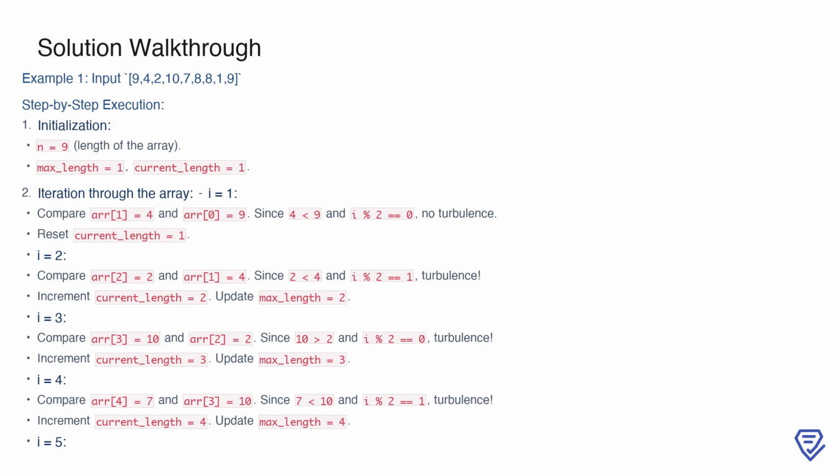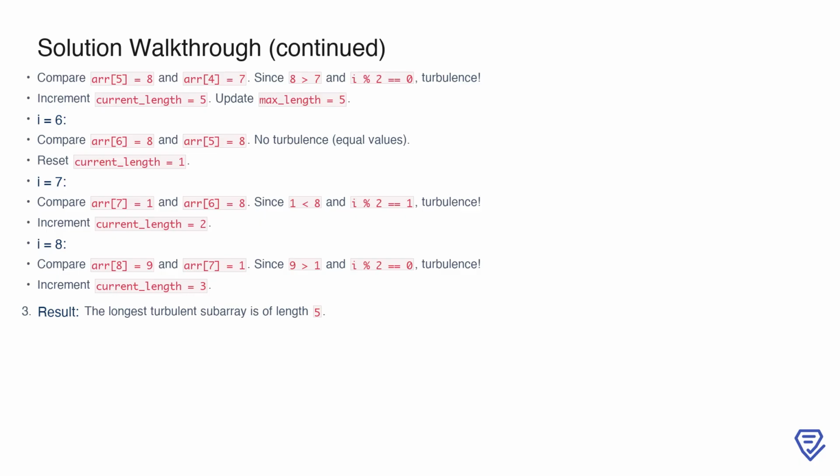At i equals 4, arr[4] equals 7 is compared with arr[3] equals 10. Here, 7 < 10 and the index i is odd, so the turbulence condition is satisfied again. We increment current_length to 4 and update max_length to 4.